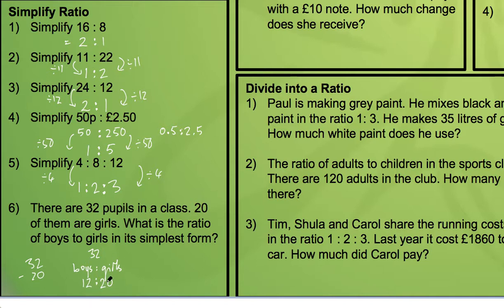12 to 20. In its simplest form, what's the highest common factor of these two? You could divide by 2, but you can also divide by 4. So dividing both sides by 4, that gives me 3. 12 divided by 4 is 3. 20 divided by 4 is 5. That's the ratio in its simplest form.